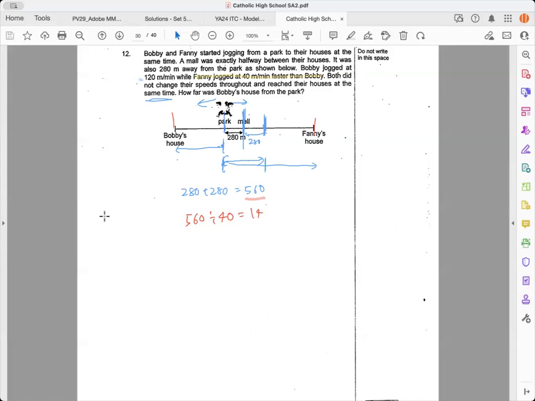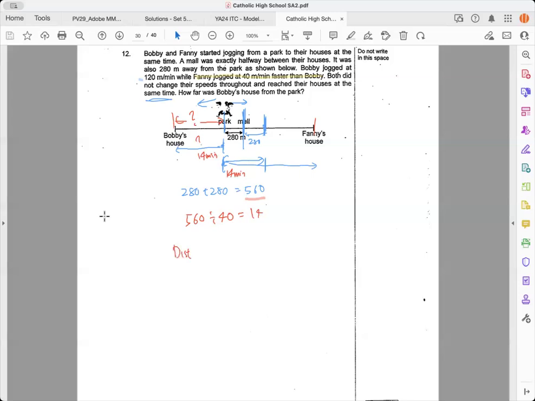So for Bobby to travel home, it will take him 14 minutes. For Fanny to travel home, it will take her 14 minutes too. But during that period, Fanny jogged 560 meters more. What's the question? How far was Bobby's house from the park? So this is a question mark.